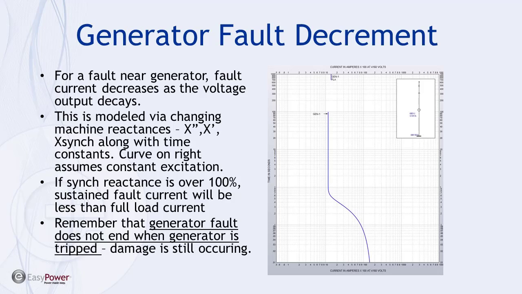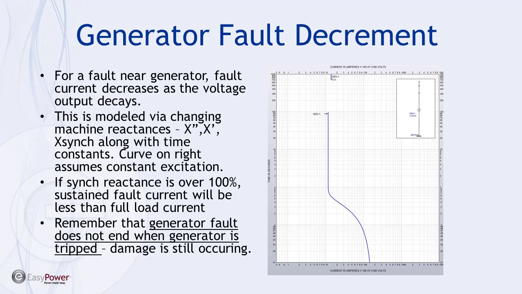So on the time current curve, time is going up vertically. In the beginning, my fault current's quite high, but it immediately starts to decay. I get into the subtransient region, and then eventually it decays down to the synchronous reactance. Many times the synchronous reactance is going to be over 100%, and that means that the sustained fault current is going to be less than the full load current. Now this curve assumes a constant excitation.